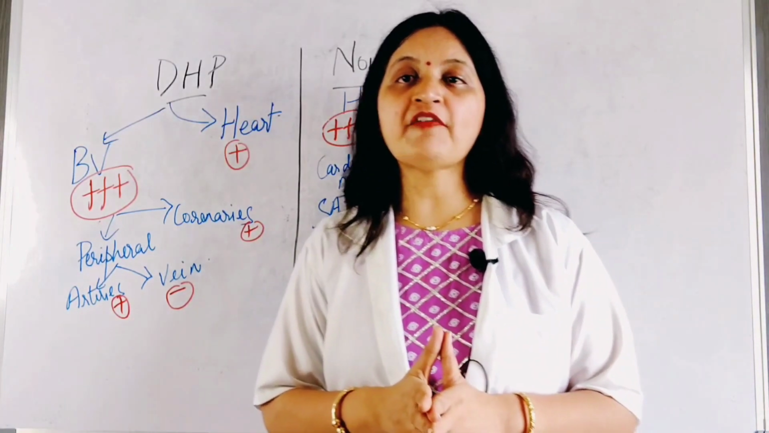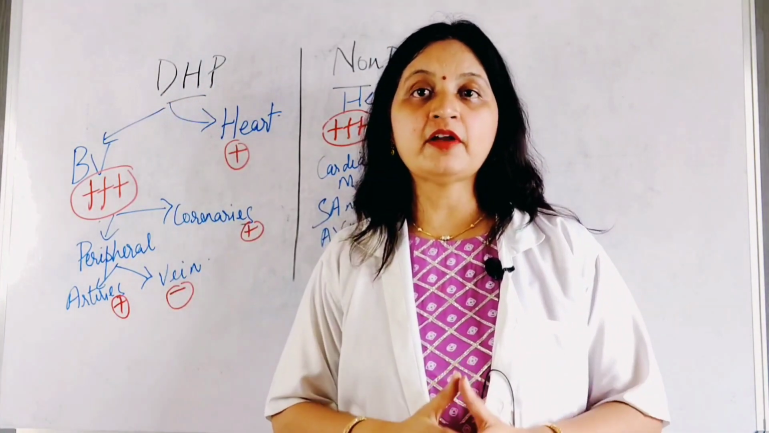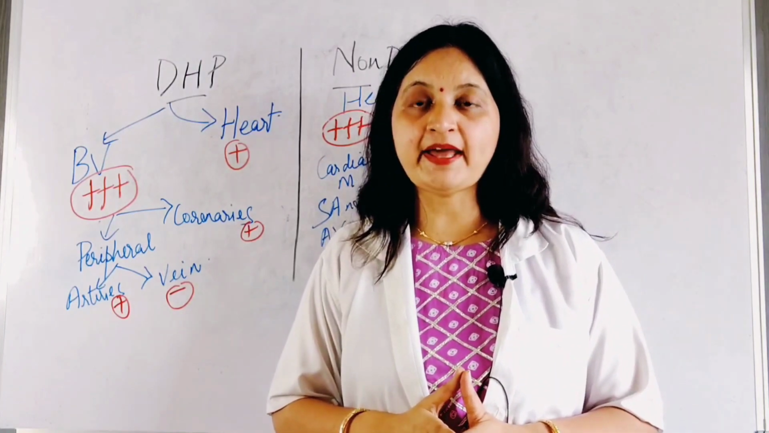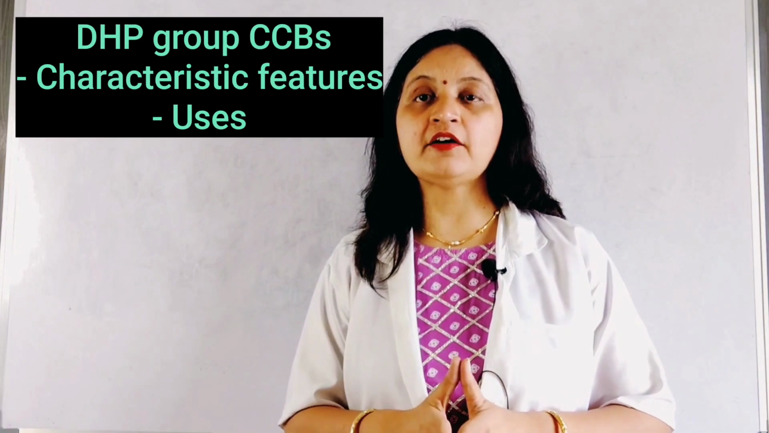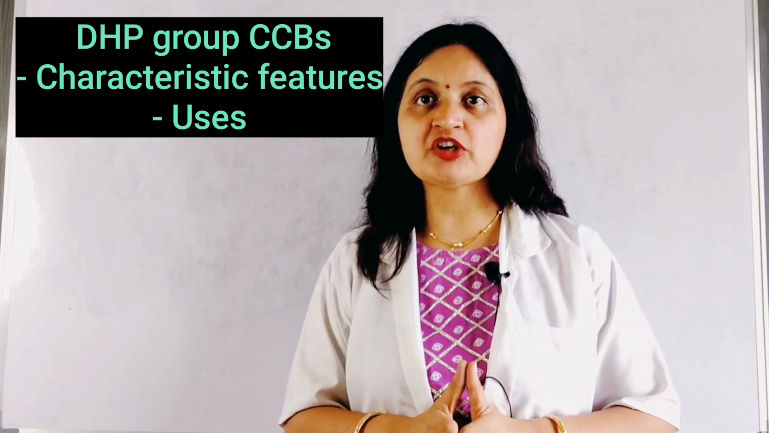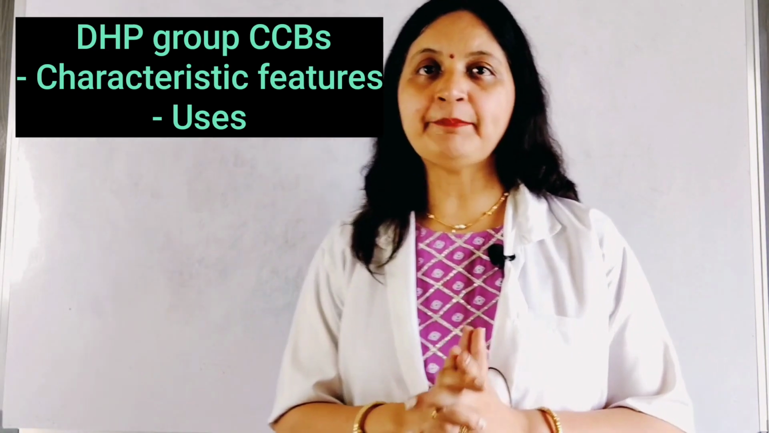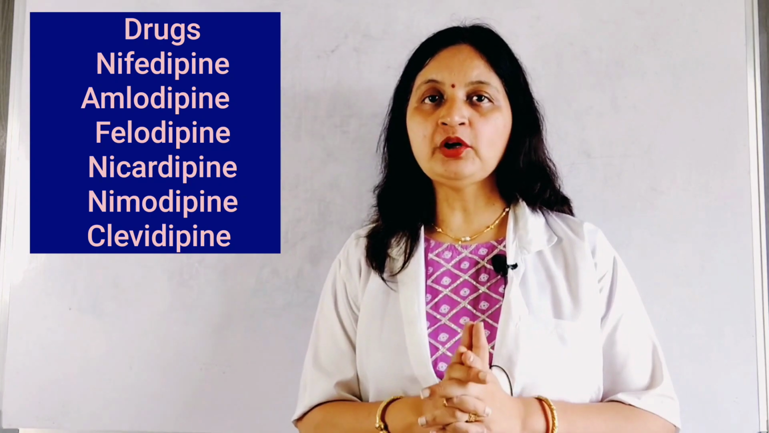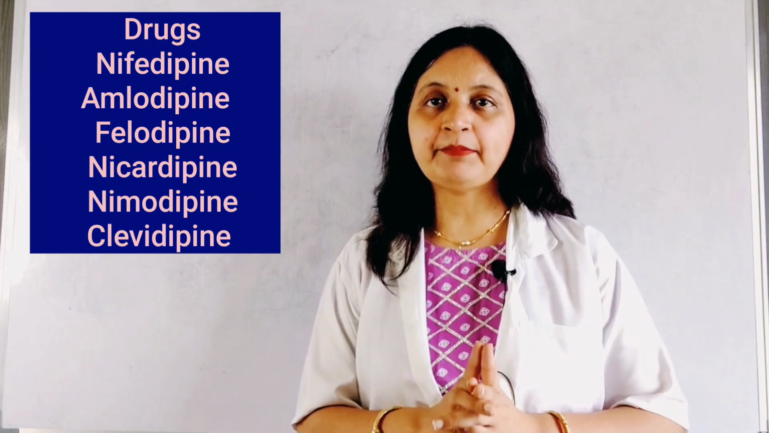So, for the management of hypertension, the dihydropyridine group of drugs are the preferred drugs, the first choice drugs in the management of hypertension. So now that we know that the dihydropyridine group of calcium channel blockers are preferred in the management of hypertension, what are the drugs that are available and the characteristic features of each of these drugs? These drugs are nifedipine, amlodipine, felodipine, nicardipine, nimodipine and clevidipine.